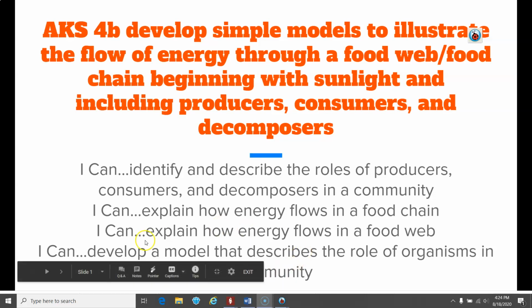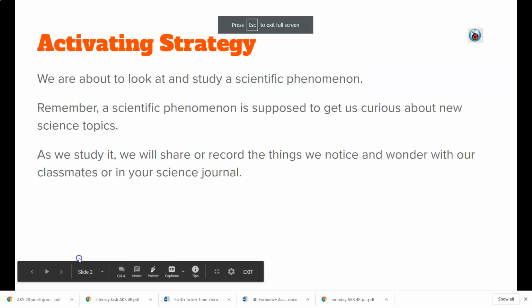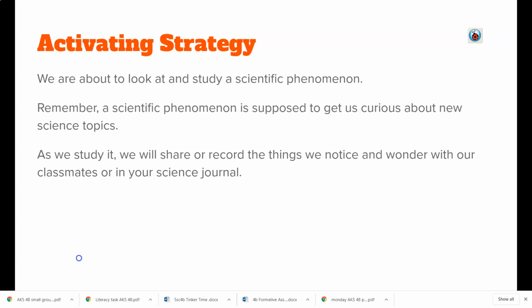We are going to start just like we did last week. Oops, pressed the wrong button, sorry. With a scientific phenomenon. We learned last week that a scientific phenomenon is a picture or pictures that we look at. Could be a video, could be a chart, could be a diagram. And the reason we look at a scientific phenomenon is to get ourselves really curious and interested about a new science topic.